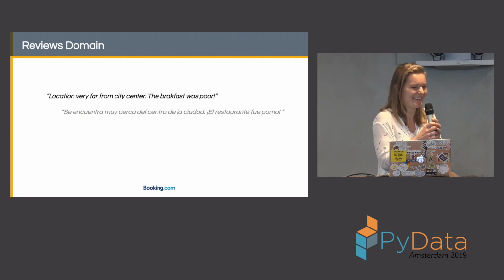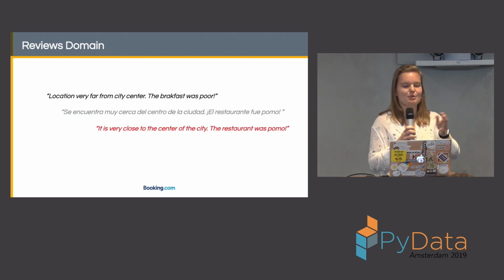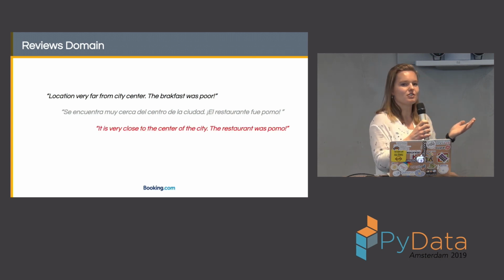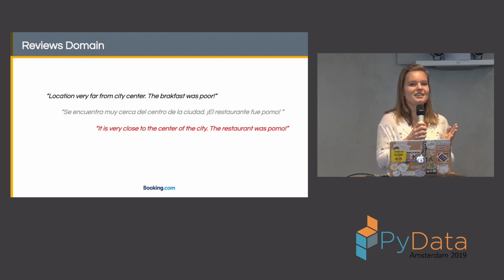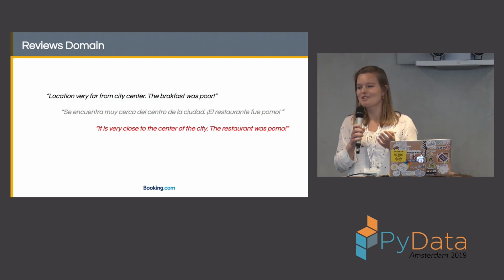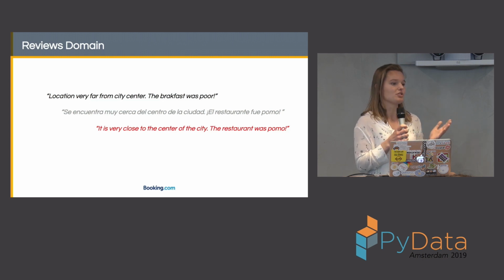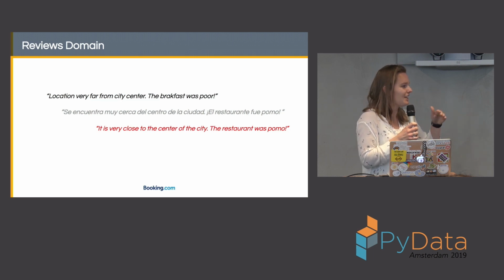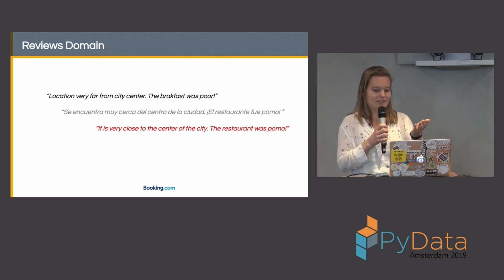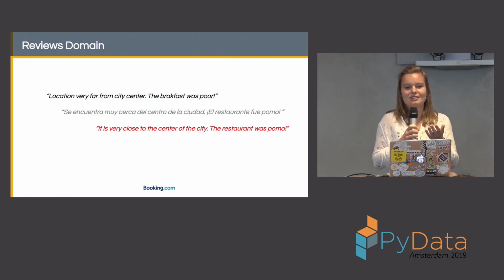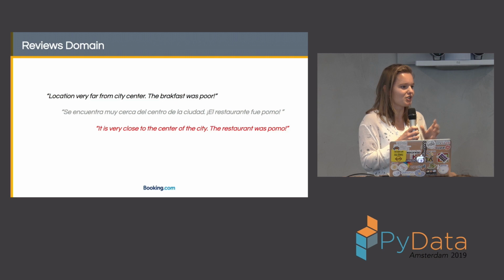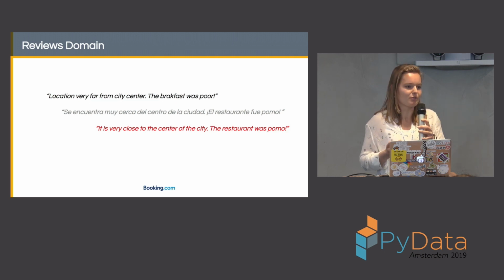If we do that through Google Translate, we can see that it translated to: it's very close to the center of the city. And the restaurant was Pomo, some random word. What you can see here is that it was just trained on these property descriptions, which are always very positive. So no matter what it sees, even very negative text, it will produce something positive. It's close to the center of the city. And it is also not able to understand this spelling mistake, although we as humans can clearly see that this was meant to be breakfast.